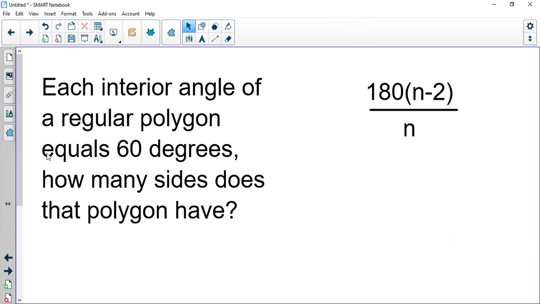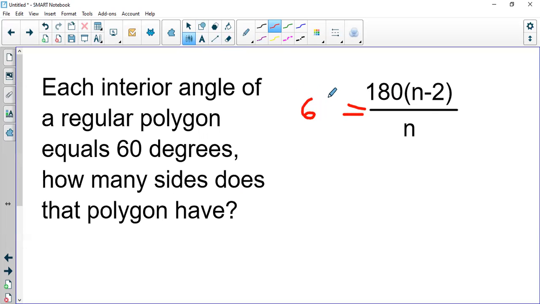All right, and then the last thing you're going to need to know. A question like this: each interior angle of a regular polygon equals 60 degrees. How many sides does that polygon have? So here's the formula you want to have on hand to use. We're trying to figure out how many sides this polygon has, so that n there is what we're trying to solve for. So you're going to set this equal to, in this case, 60 degrees, because this is the formula that solves for each angle inside a polygon.